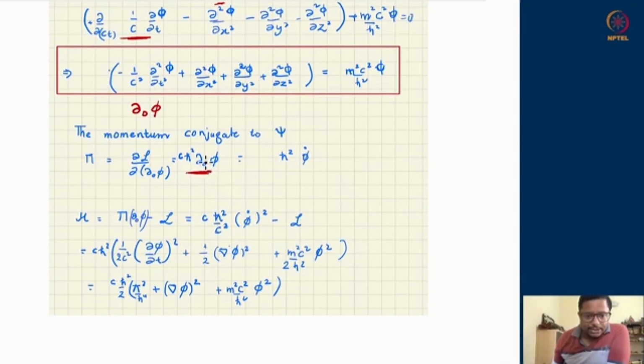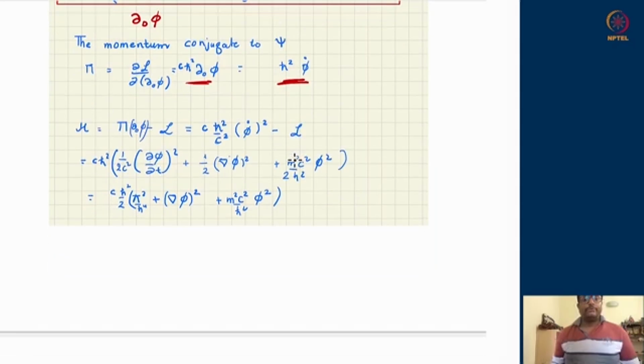And remember that del 0 is del phi upon del ct. So the c here and the c hiding in del 0's definition cancel each other, and I have just h bar square times phi dot. This dot is the derivative with respect to time and not with respect to ct. The c has been cancelled. All right. So now we have the field, its conjugate momenta at hand, and the Lagrangian we have identified. We can go to the Hamiltonian and the phase space as we do in classical mechanics as well.